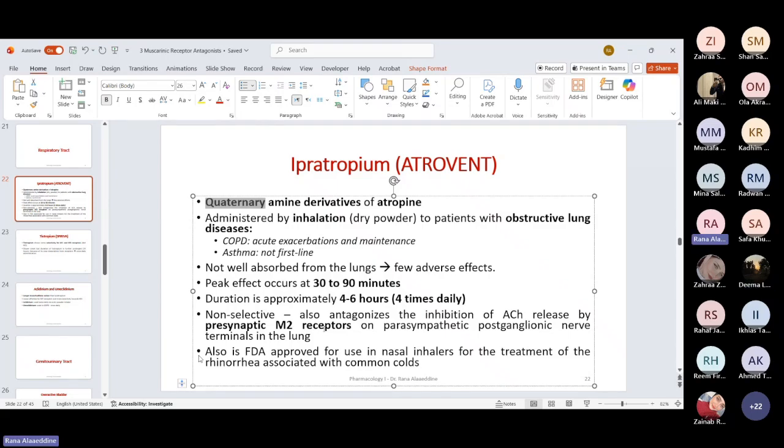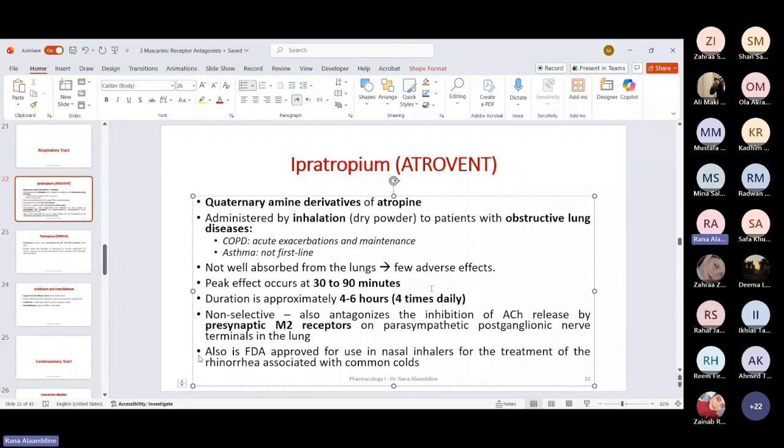No. Why? Because it is charged. If it's quaternary, that means it's charged, so it cannot be absorbed. So this is given as an inhalation, and it can be given to patients who have COPD and patients who have asthma. It's not well absorbed from the lungs, so it does not have an adverse effect. We want the effect only in the lungs, which is good. The duration of action is 4 to 6 hours. So the patient has to take this how many times a day? 4 times a day.